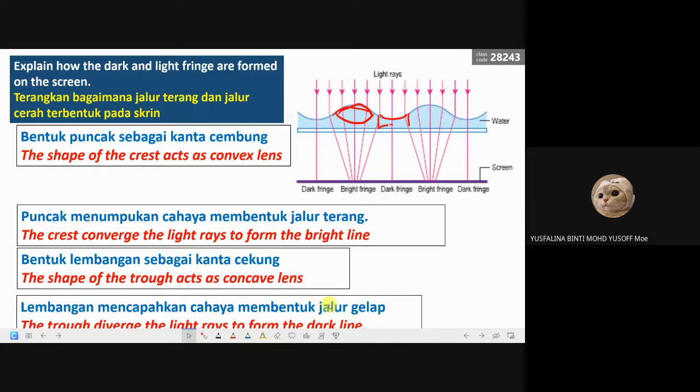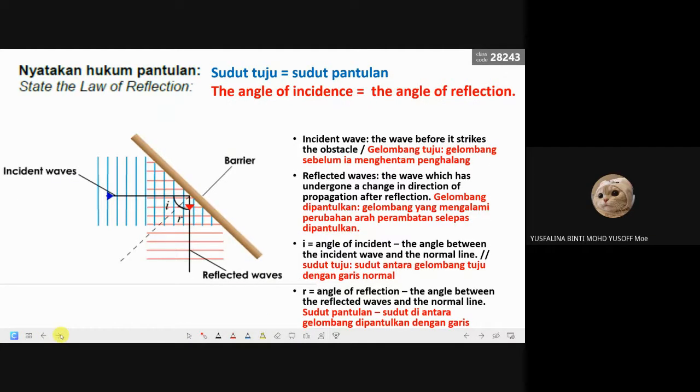So later when I show you a video of reflection, we will see there are bright and dark fringes. Next, you have to state the law of reflection.